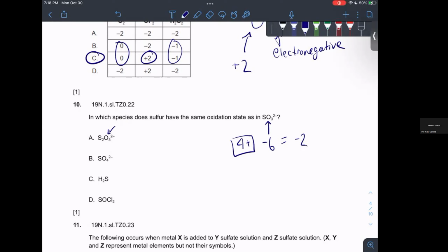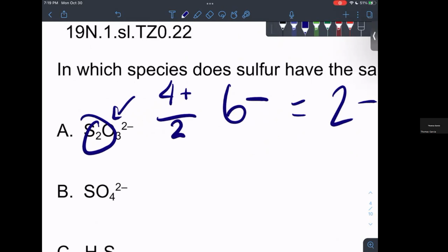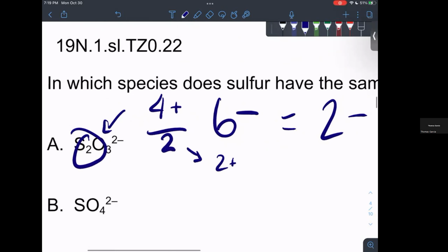If we want to go through it again, sorry, I'm going to erase. It is a 6- from the oxygen equaling a 2-. Therefore, sulfur is 4+, which seems like it's the same one, but there are 2 sulfurs. That's really important. Therefore, we have to divide this 4+ by 2, and we get a 2+ oxidation state.